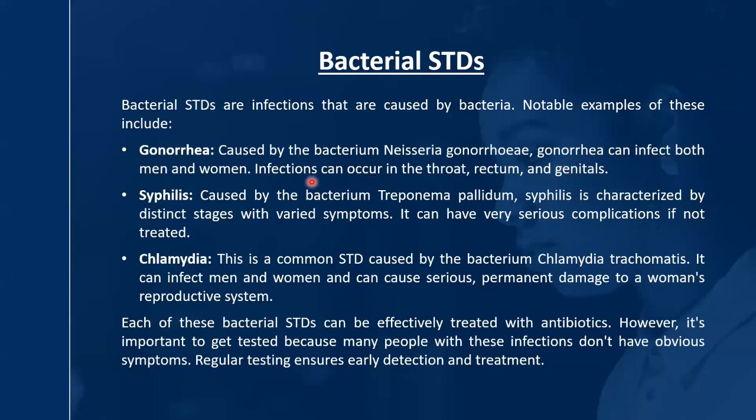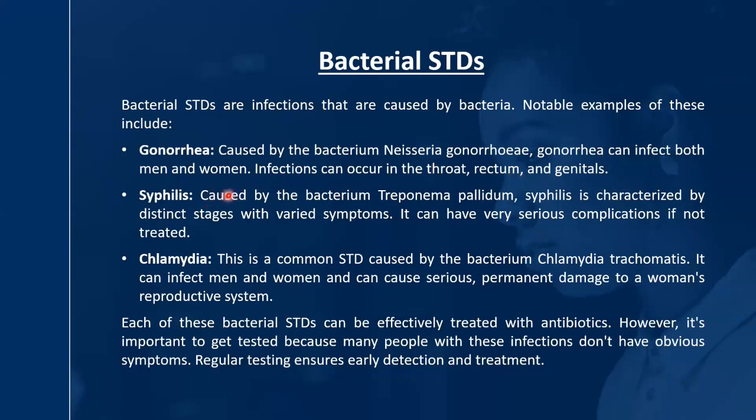Gonorrhea can infect both men and women. Infection can occur in the throat, rectum, and genitals. Gonorrhea is caused by a little bacteria named Neisseria gonorrhoeae. It can infect both sexes. Infection usually starts from the genital area, and then it goes to the rectum. Eventually it can be disseminated through the blood or by contact, and it can go to the throat and cause infection there.